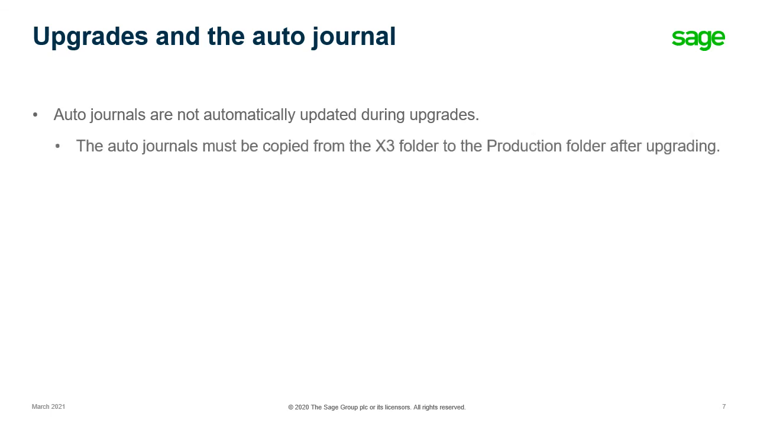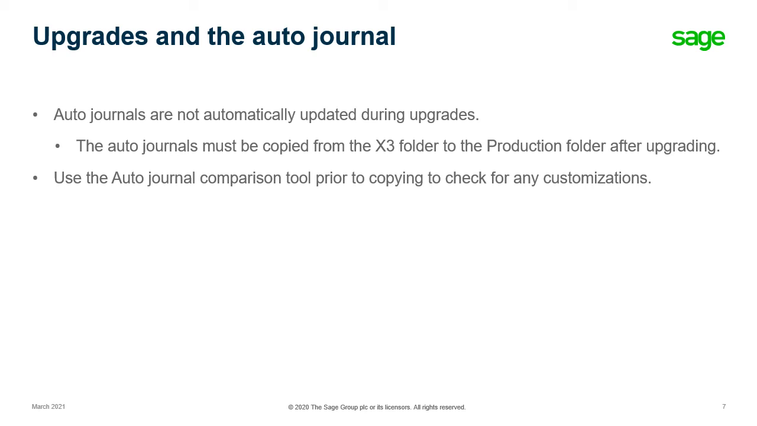So let's talk about upgrades and the auto journal. Auto journals are not automatically updated during upgrades. The auto journals must be copied from the X3 folder to the production folder after upgrading. That's why it's so important that we leave the X3 folder, our gold standard, as is.